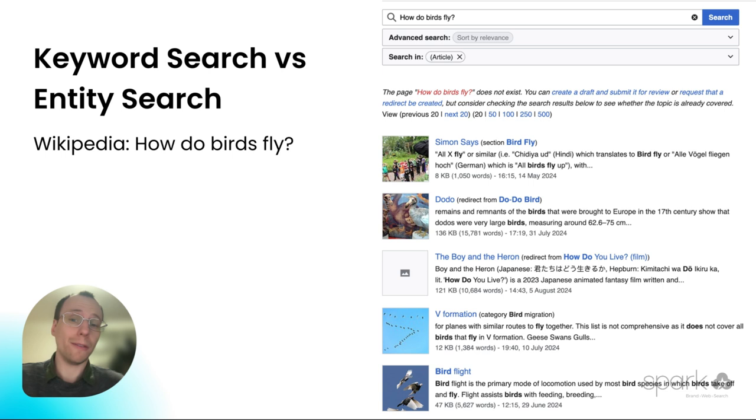A good way to see this difference is through Wikipedia, because Wikipedia is basically a library of entities. It is just pages about things. Here you can see what happens if you search, "How do birds fly?" The results don't really answer my question, but it's not trying to answer it. It's returning a list of things that are relevant. A V formation is the way some birds fly. The dodo is notable because it's a bird that can't fly. It's not what I was asking now, but maybe down the line it could have been the answer to my next question, which is something that's useful for layer 3.